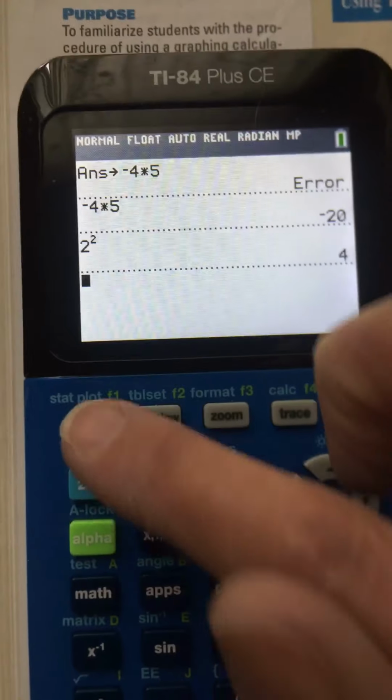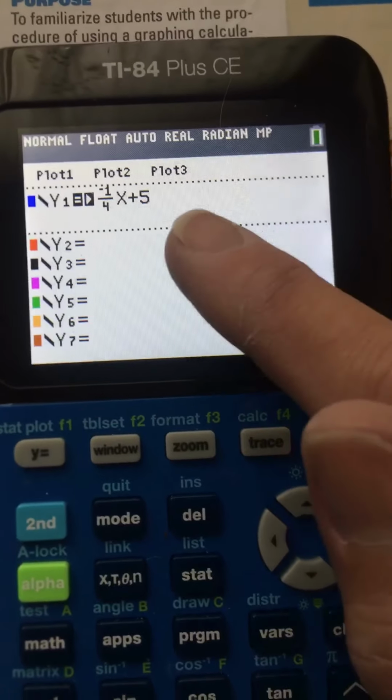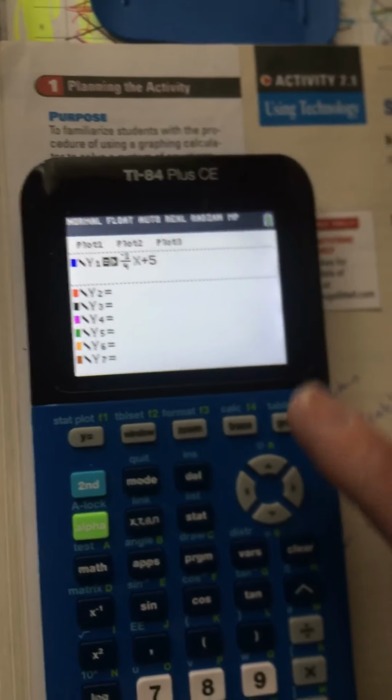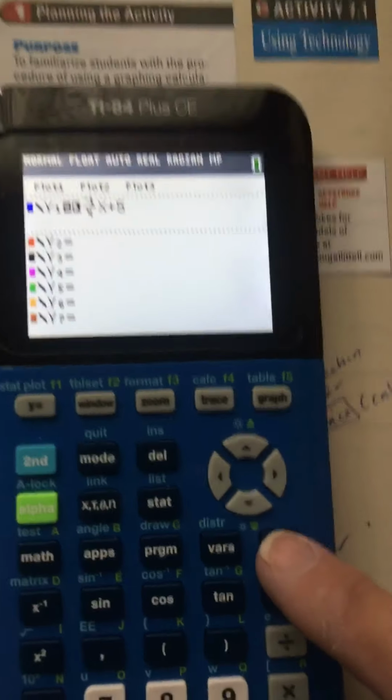So we're going to go to the y equals button. We're going to clear out anything that's in there. So I'm going to push either delete or clear. I'm going to push clear. Okay, now I'm going to type this in. Negative is down here on the bottom, minus is over here. So negative is at the beginning, minuses are in the middle. But at the beginning, it's always a negative.